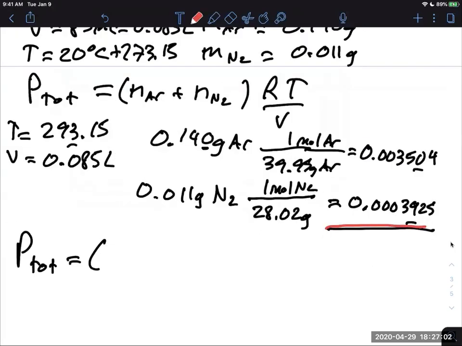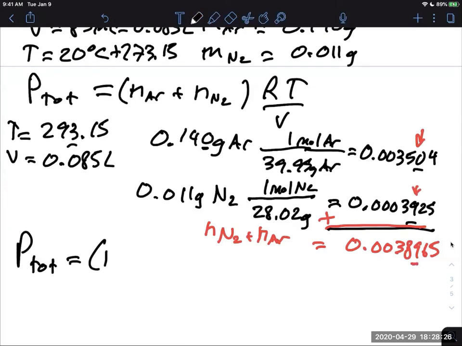I'm going to add these. Moles of nitrogen plus moles of argon would be equal to 0.0038965. And so I think I still get to have 3 sig figs because this one is the 100 thousandths place, and this one, the place I underlined, is also the 100 thousandths place. I get to be accurate to there.